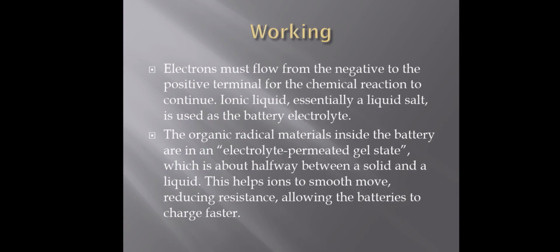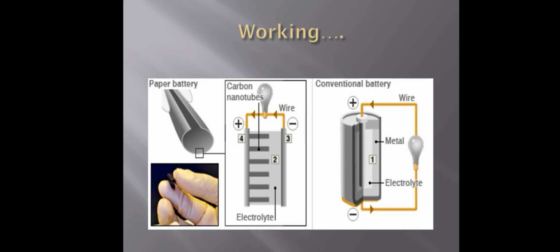Ionic liquid, essentially a liquid salt, is used as the battery electrolyte. The organic radical materials inside the battery are in an electrolyte permitted gel state, which is about halfway between a solid and a liquid. This helps ions to move smoothly, reducing resistance, allowing the batteries to charge faster.